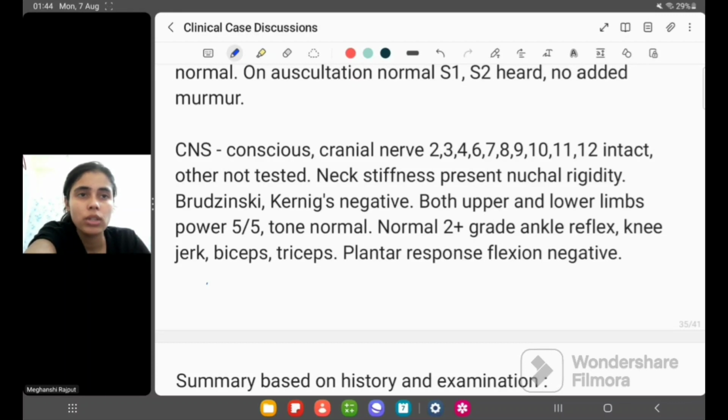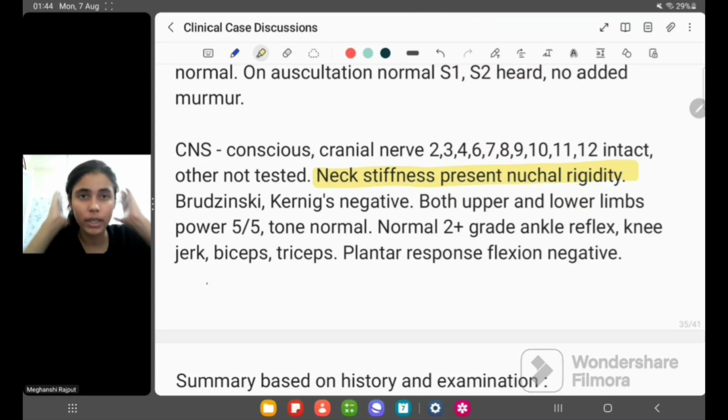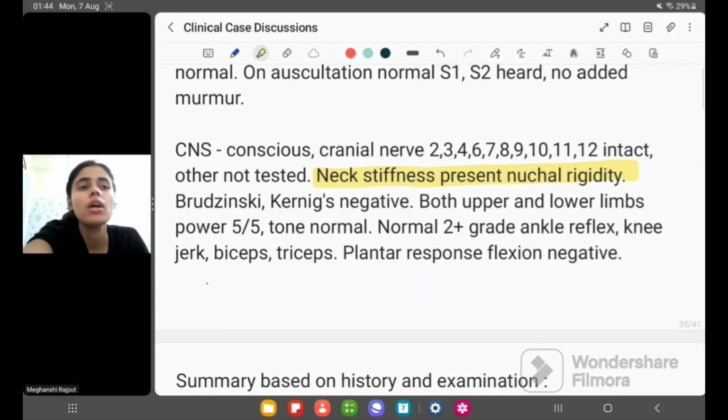They are intact. The neck stiffness is present, which is presenting with the neutral rigidity. So what is this? We make the patient supine and we flex the head, and if we find some resistance, then we say the neck stiffness is there. Or while sitting, we can check by flexion of the head or the sideways movement of the head. If there is some resistance or stiffness, we say neck stiffness is present.